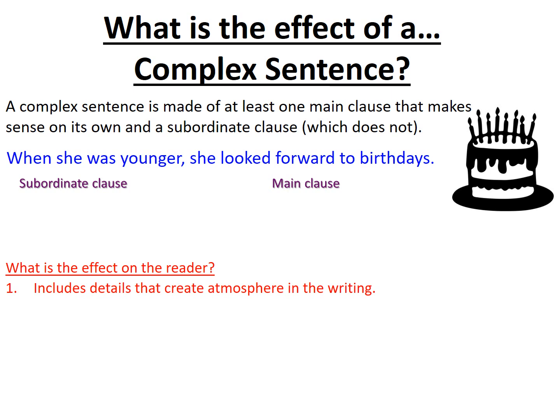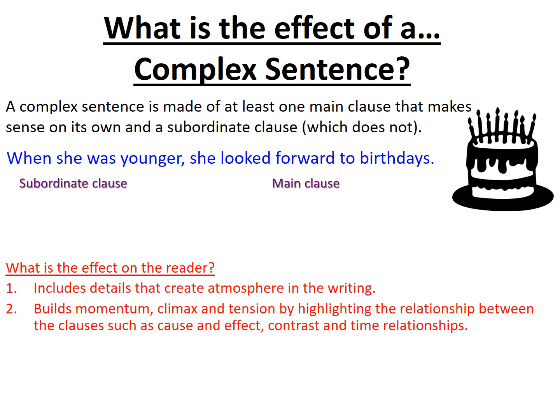Additionally, a complex sentence helps build momentum, climax and tension too, because it's highlighting the relationship between the main clause and the subordinate clause, maybe by showing cause and effect. So the fact that when she was younger she looked forward to birthdays sounds like there's a contrast too. And in this specific example, we're shown the power of the time relationship. Over time, that contrast is amplified.